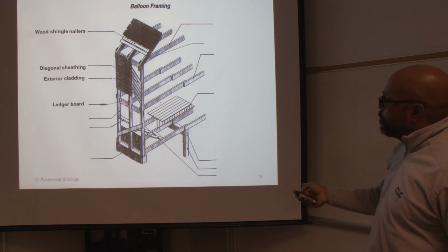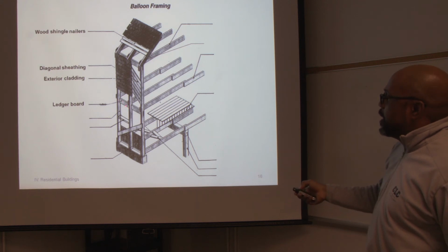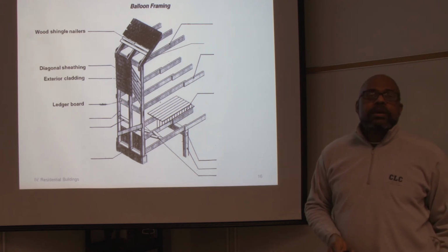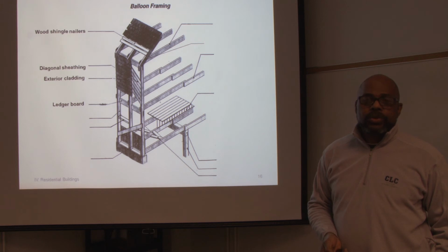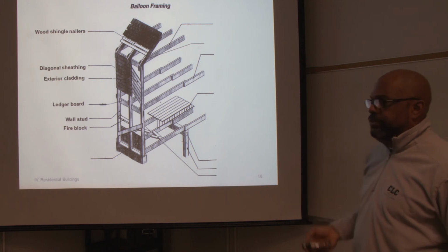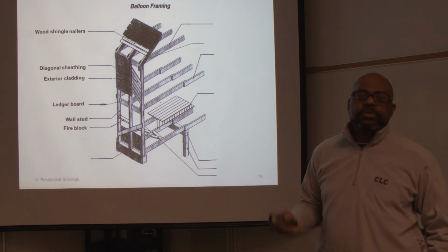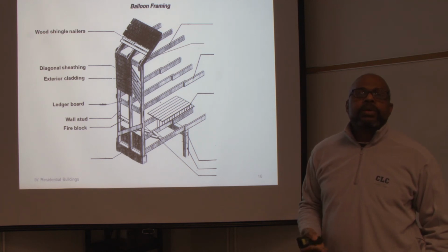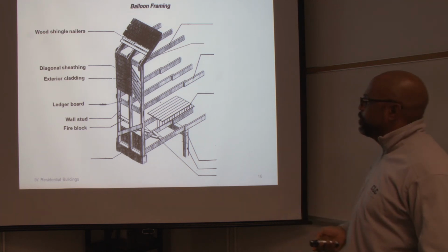The ledger board. The ledger board is always a board that goes from one side to the other. It will be perpendicular to the sill or to the ground. Wall studs. Fire blocks. They put blocks in just in case to keep air from going through. If there's a fire, it will help keep from pulling air from other locations to keep the fire going. So they use fire stops.